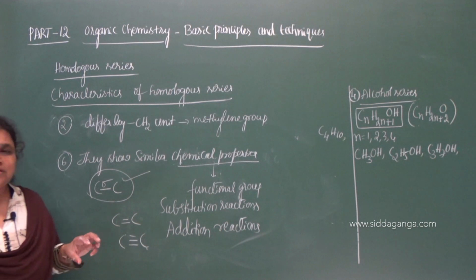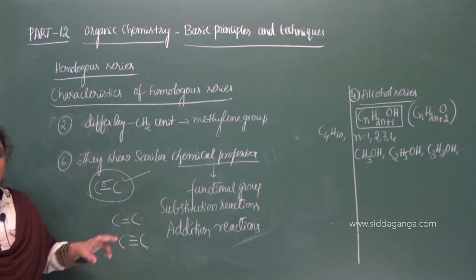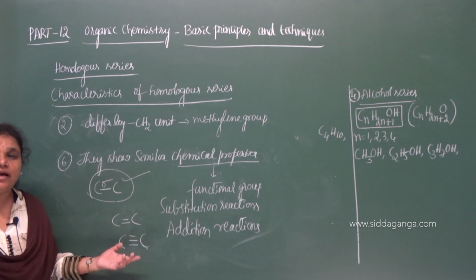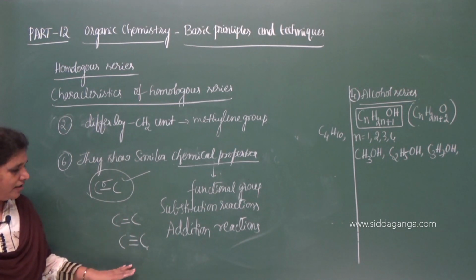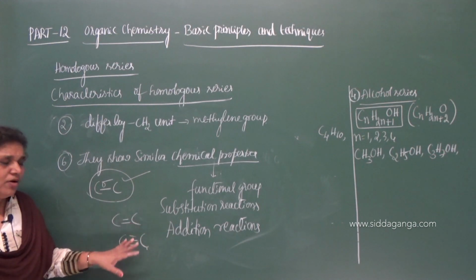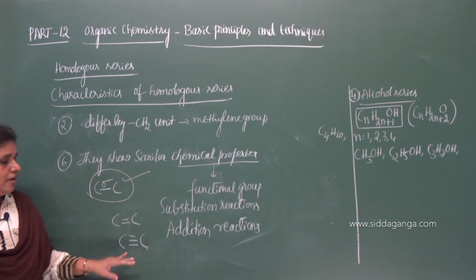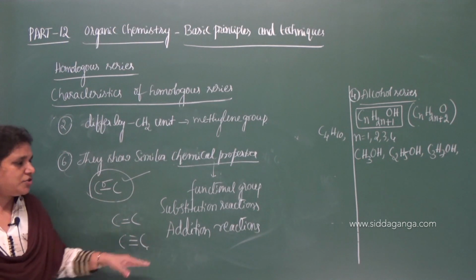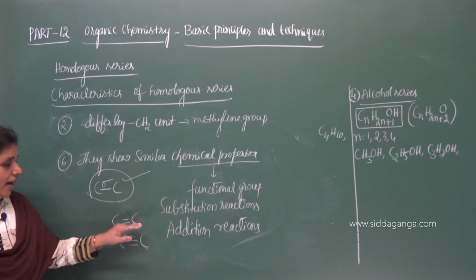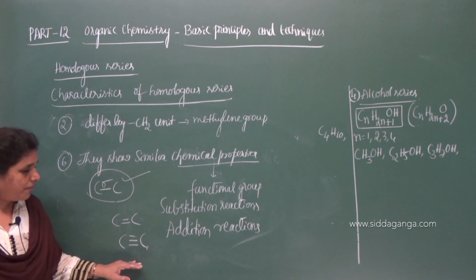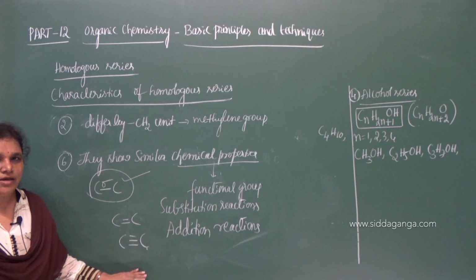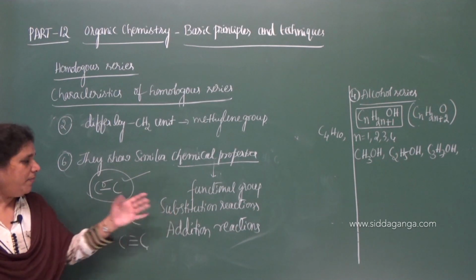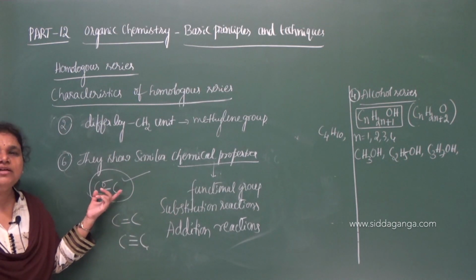When a pi bond is present in a molecule, those bonds are easily available for the attacking reagent. They are easily available for the attacking reagents. Therefore, when a pi bond is present between the carbon atoms, maybe in the form of a double bond or maybe in the form of a triple bond, they show addition reactions. So addition reactions are the characteristic properties of alkenes and alkynes. What are the characteristic properties of alkanes? Substitution. Why? Because of the presence of single sigma bond.